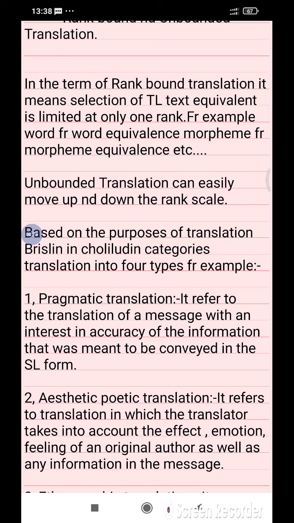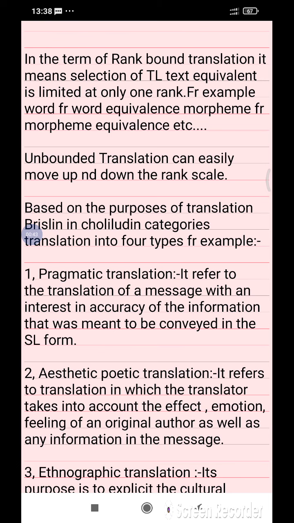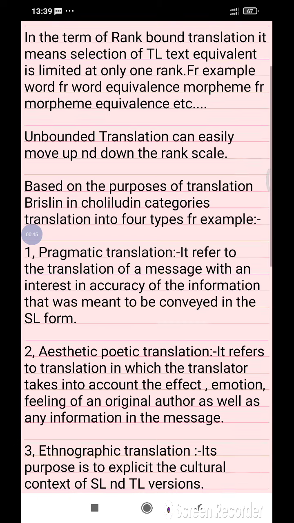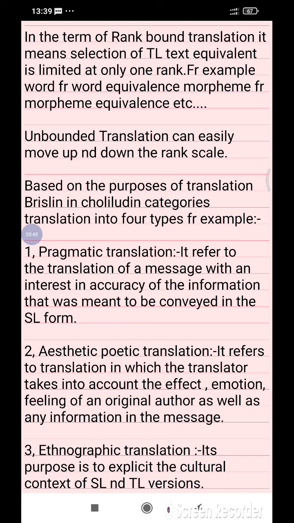In terms of rank bound translation, it means the selection of TL text equivalent is limited at only one rank. For example, word for word equivalence, morpheme for morpheme equivalence, etc. In terms of rank bounded translation, it means selection of TL text equivalent is limited at one rank.